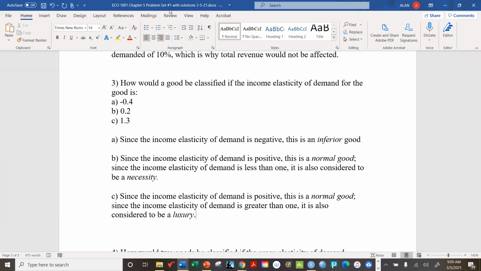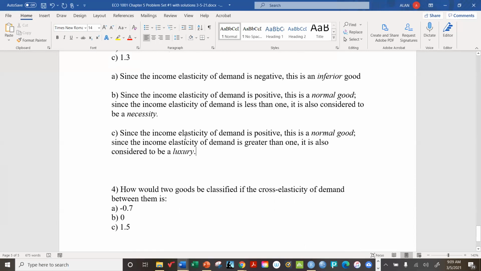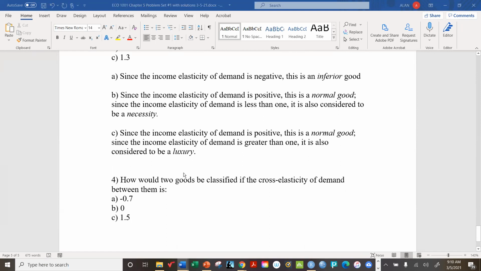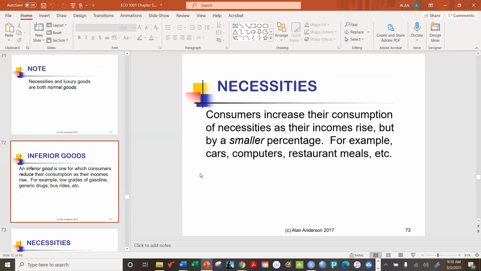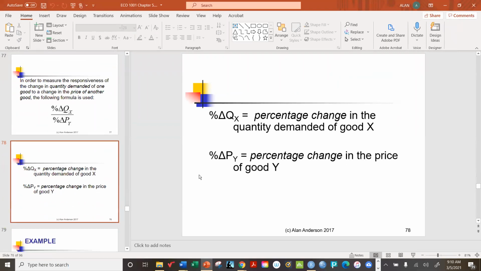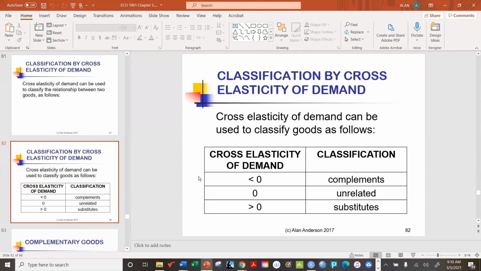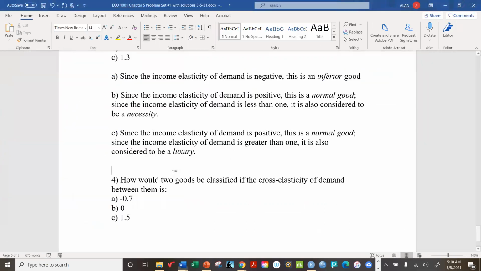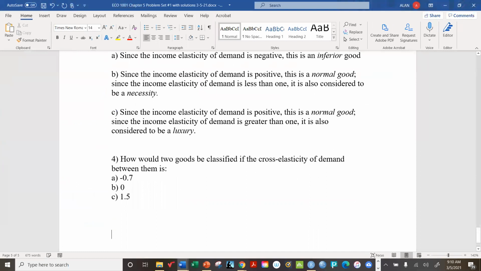Okay, so now here we're looking at the cross elasticity of demand. Now this one is potentially very confusing. I have a chart for this one too. If you get confused, what you have to do is think of an example. That's to me the best way to think about this. So let's just quickly review what this means.